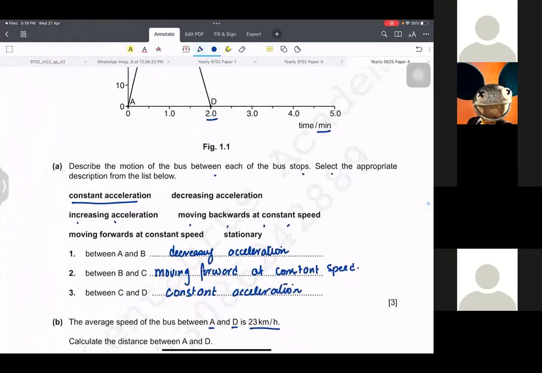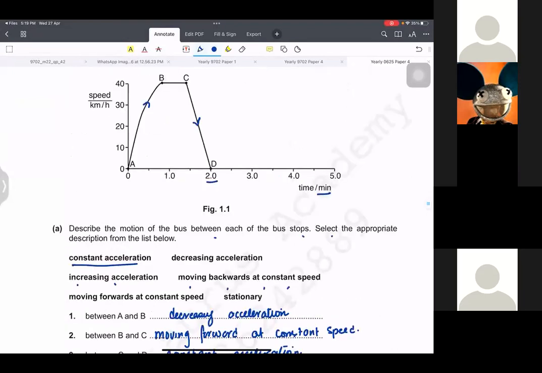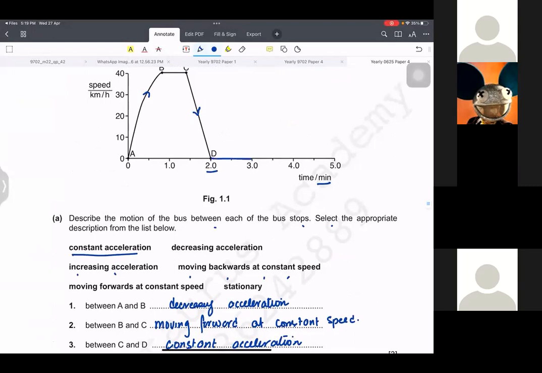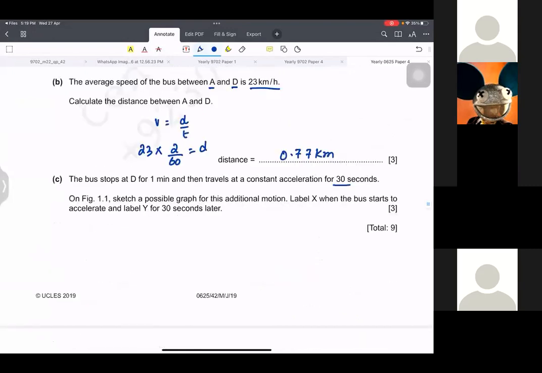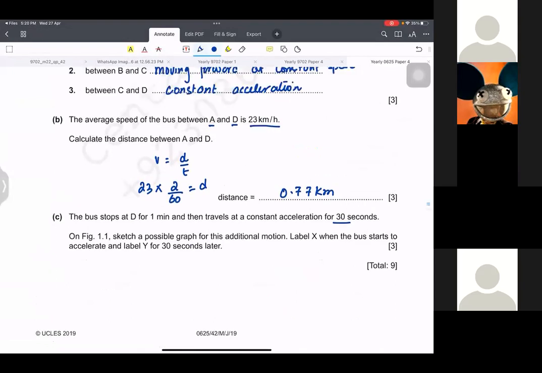Okay, then going to the next one. The bus stops at D for 1 minute, then travels at constant acceleration for 30 seconds. Sketch a possible graph for additional motion. Label X when the bus starts to accelerate and label Y 30 seconds later.